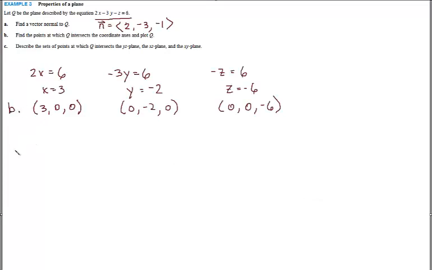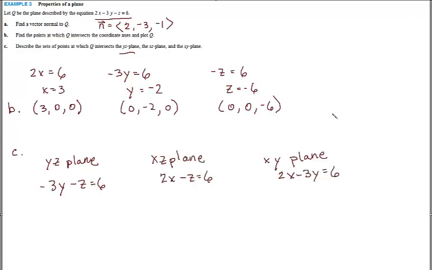C says describe the set of points where it intersects the YZ plane. That means x is 0 there. So for the YZ plane, if x is 0, we have negative 3y minus z equals 6. So any of the points that satisfy that particular equation, and I'm going to do the same for the others.